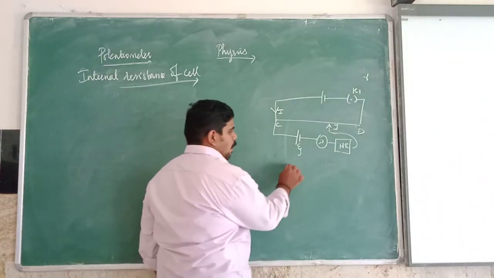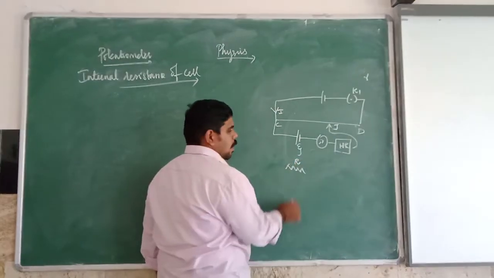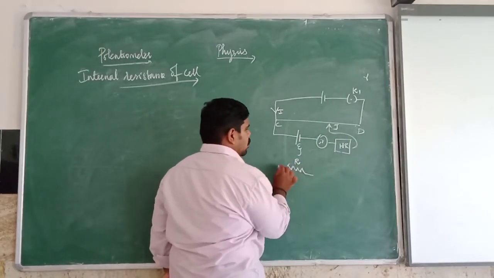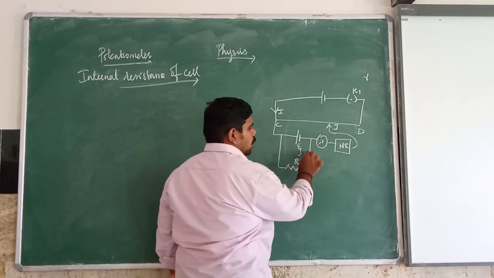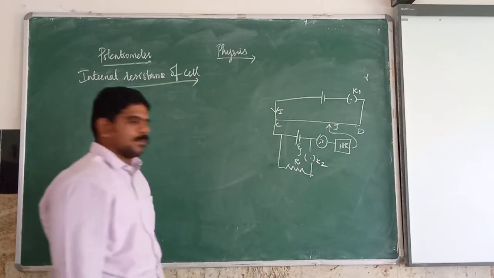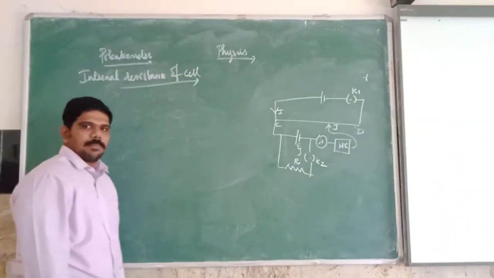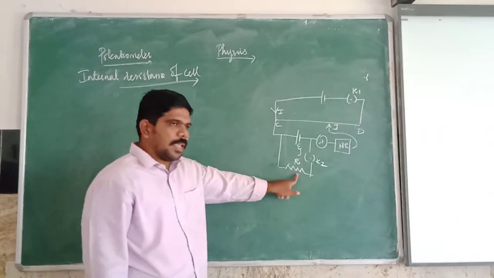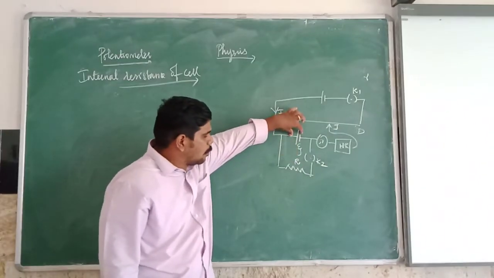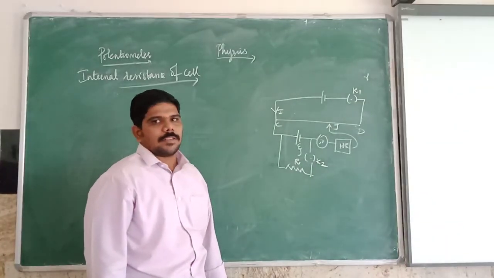Now, a resistance R is connected across the EMF of the cell psi along with the key K2. The resistance R will be connected across the cell along with the key K2.